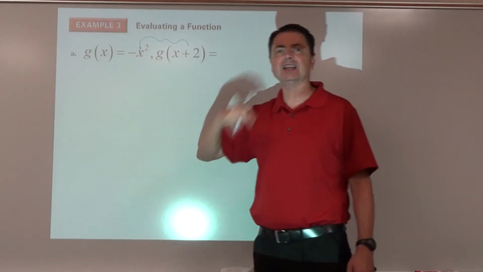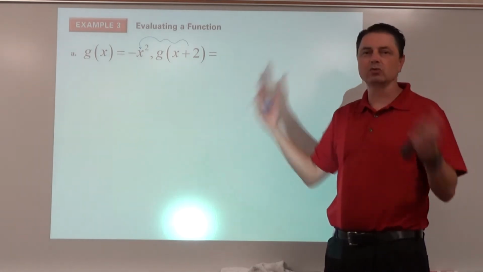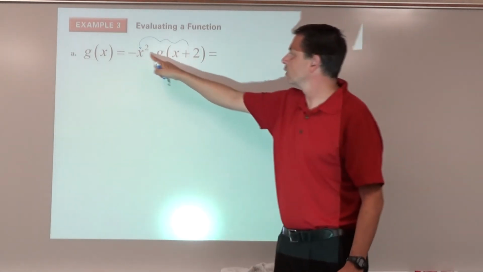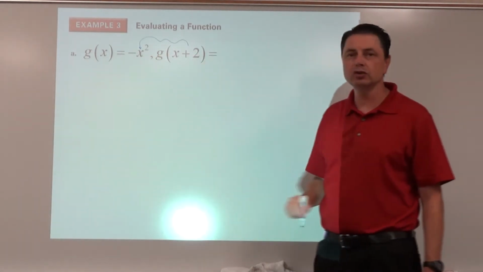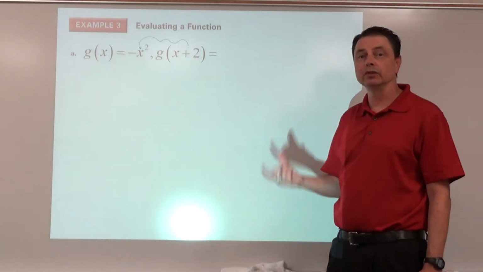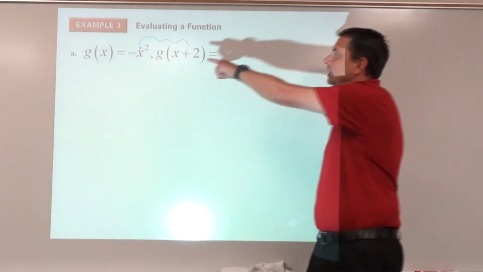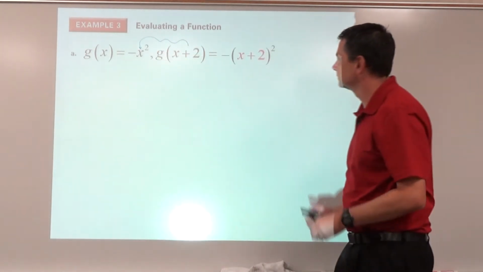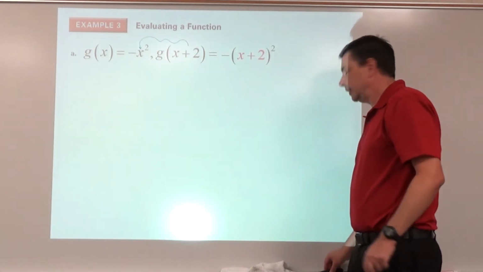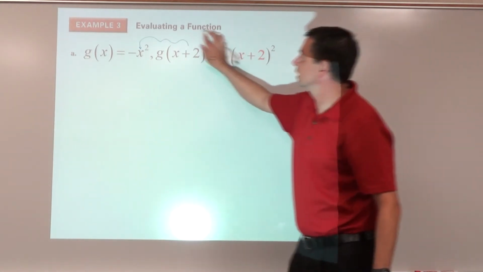So we're going to have negative, meaning opposite of, and that's where we're going to use parentheses. And then we're going to replace the x with x plus 2. Typically, you always want to think of using parentheses when you do the substitution for safety's sake. And then it does get squared. And then we're going to want to simplify as much as we can.